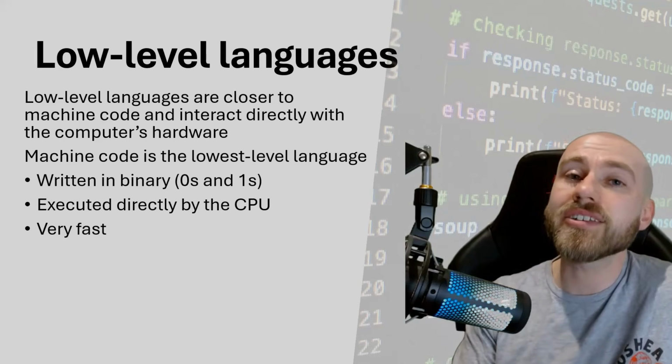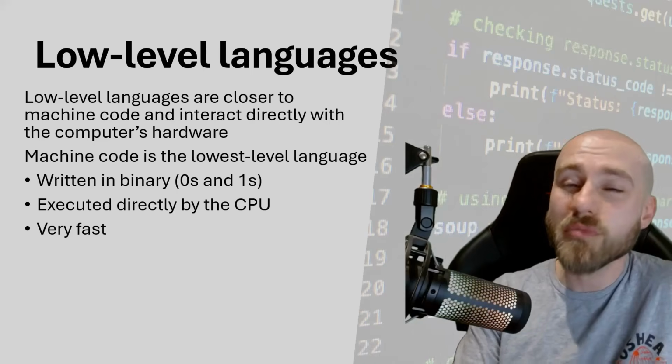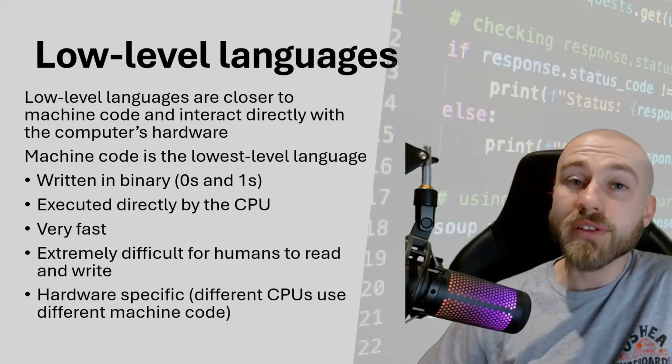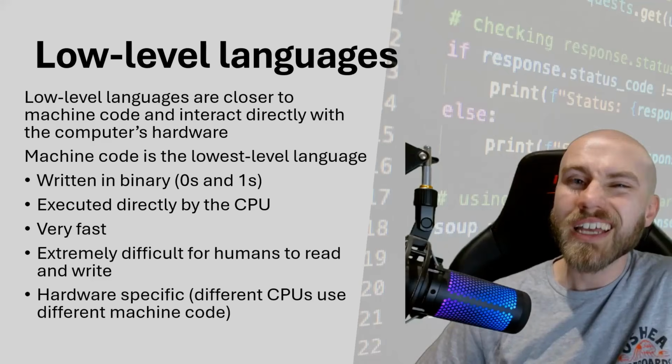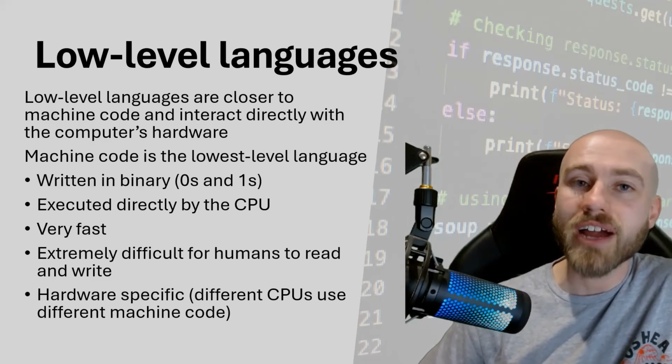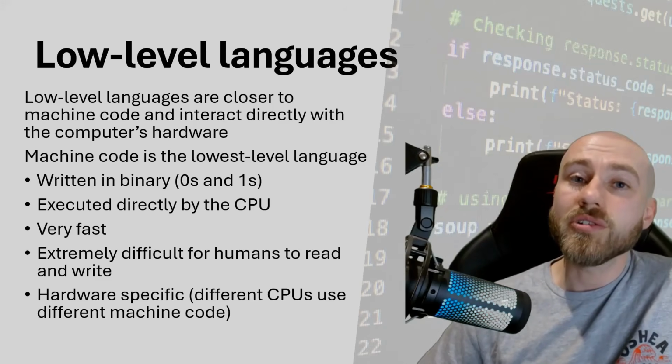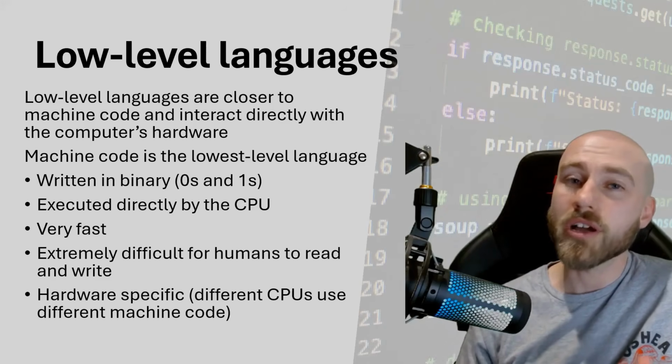Machine code can be executed directly by the CPU, which means it's really fast. Binary, or machine code, is really difficult for the majority of people to read and write just by looking at it. Different CPUs use different machine code. It might not work from one to another.